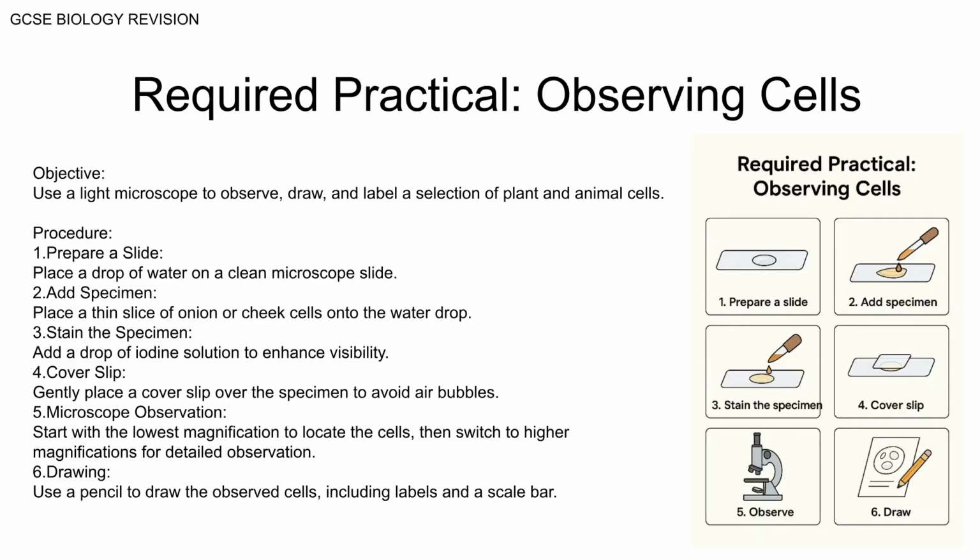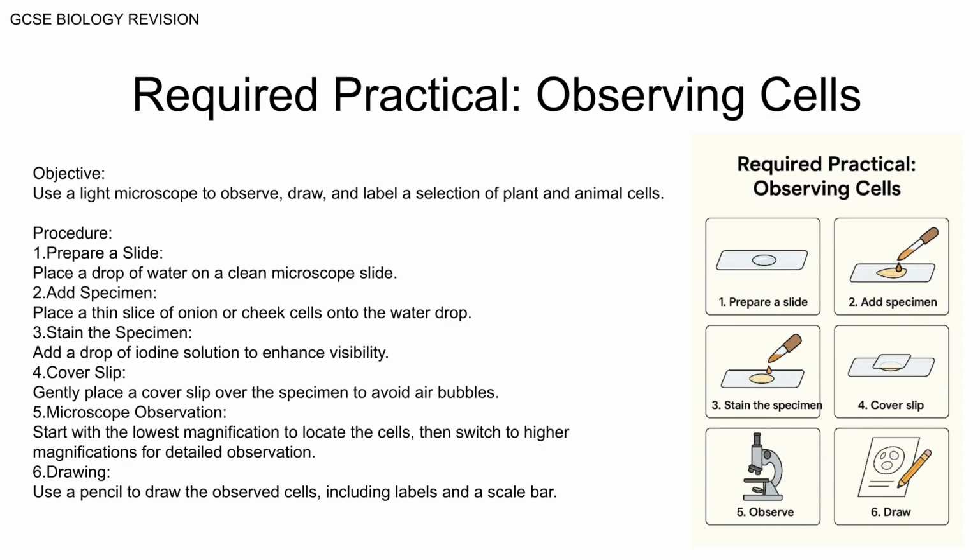Next, we have a required practical activity: observing cells under a light microscope. Let's walk through the steps of preparing the slide to look at plant and animal cells. Step 1. You prepare the slide. First, you need to place a small drop of water on a clean microscope slide. Step 2. You add a specimen. Place the specimen on the slide. This could be a piece of onion skin or cheek cells.